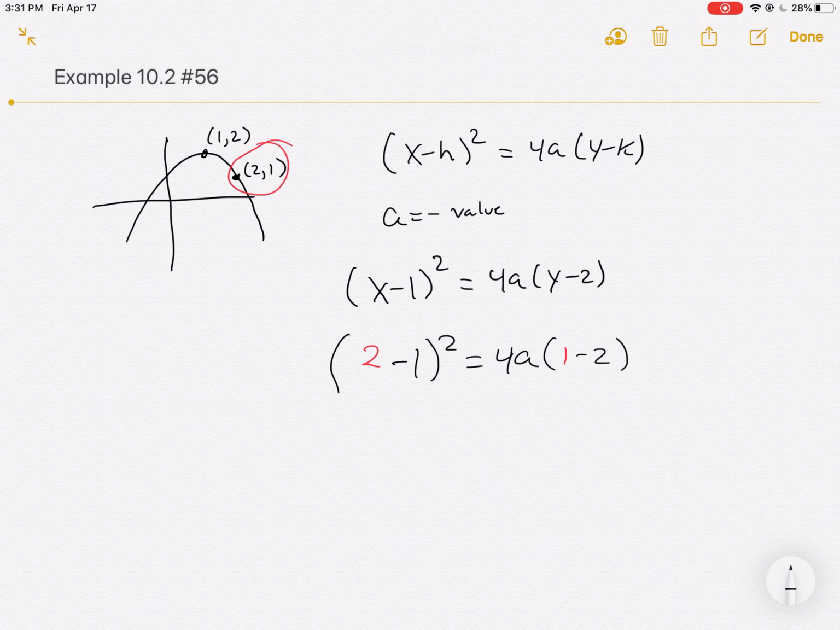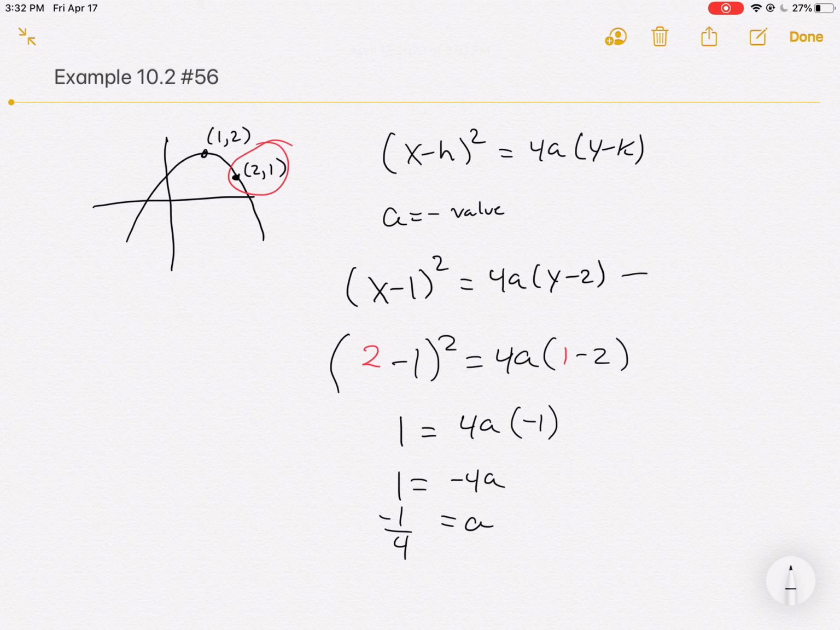2 minus 1 is 1, squared is still 1, is equal to 4a times (1 minus 2), which is negative 1. And so there's the negative coming out. It had to come out sometime. So what do I have? I have 1 is equal to negative 4a. So what's a equal to? Negative 1/4. Well, I'm finished.